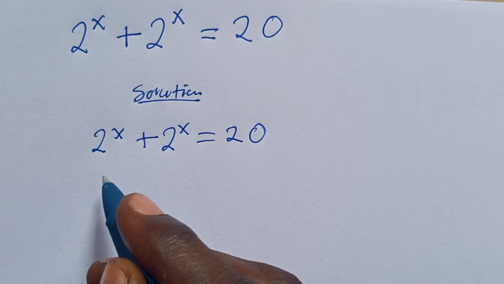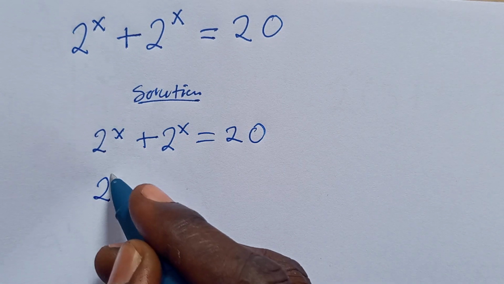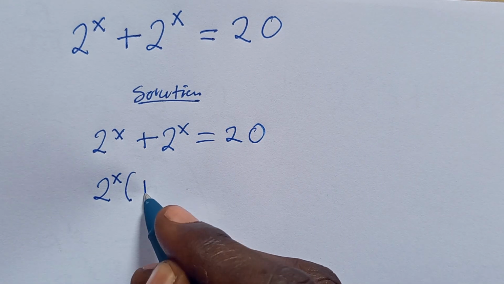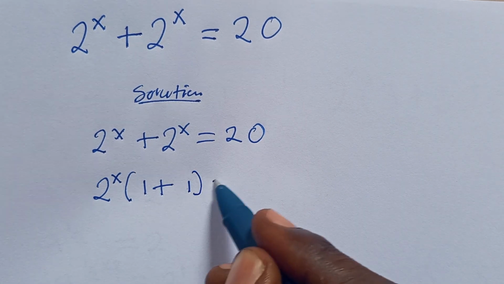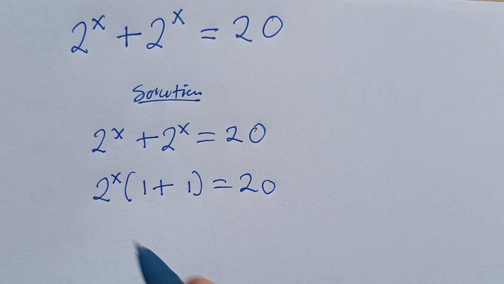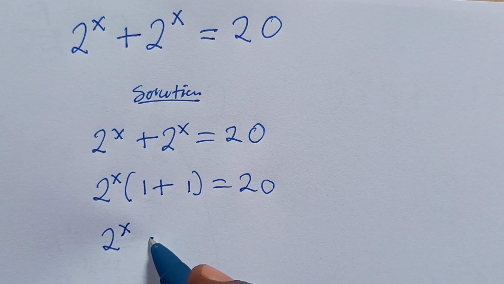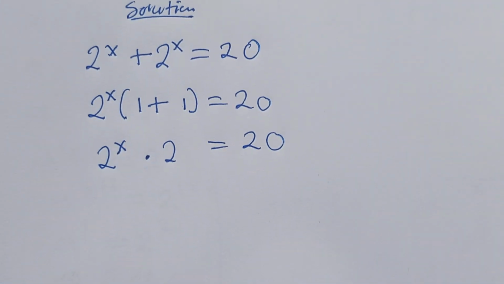So you can note that we have 2 to the power of x common between these, so we can factor it out. So factoring 2 to the power of x from here, I left 1, plus factoring 2 to the power of x from here, we have 1, equals 20. And this is the same thing as 2 to the power of x times (1 plus 1), which is 2, equal 20. So this is what we have.